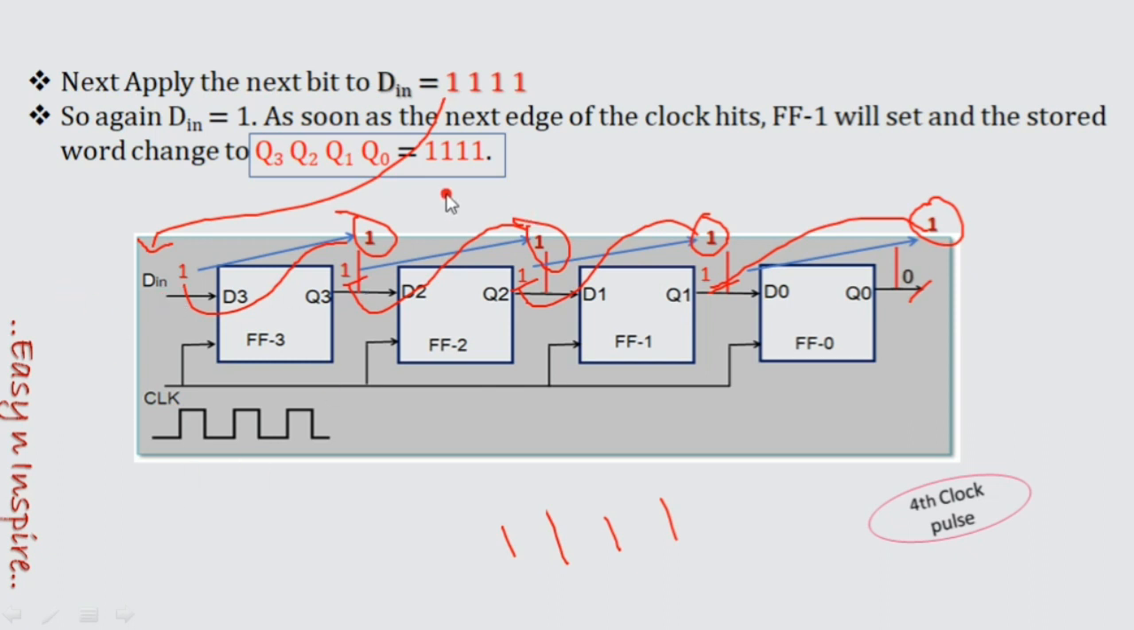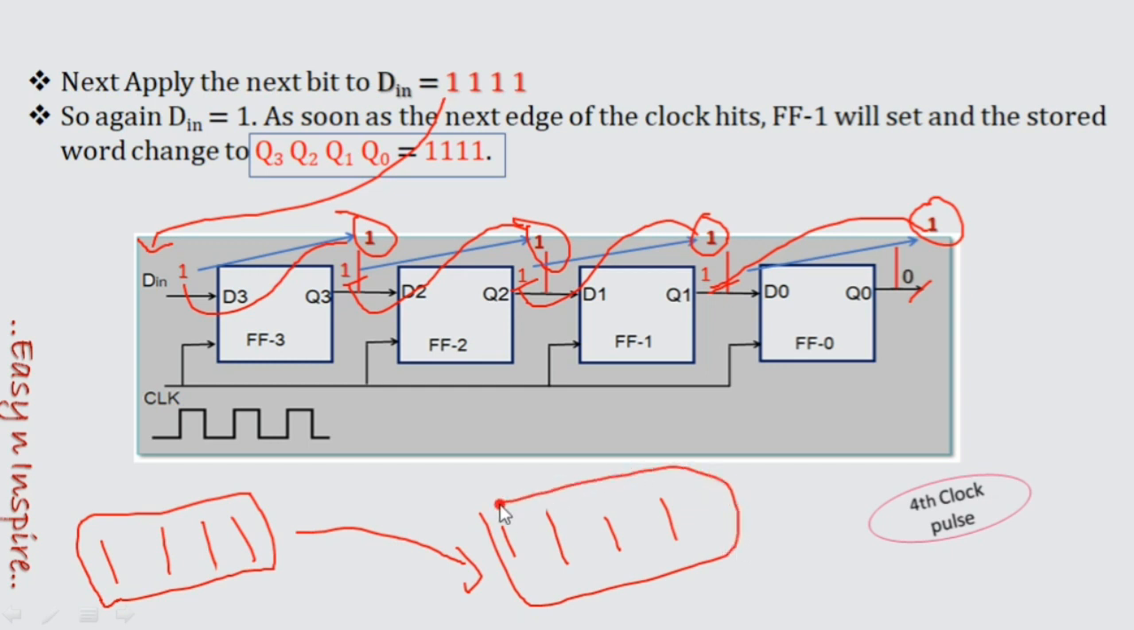My input is 1, 1, 1, 1. This is my input till now. During the 4 clock pulses, I have applied 4 ones as input. After 4 clock pulses, I got 4 ones as output. This is what I have entered, and this is what I got. So both are equal. So data is stored and shifted. So this is serial input and parallel output.